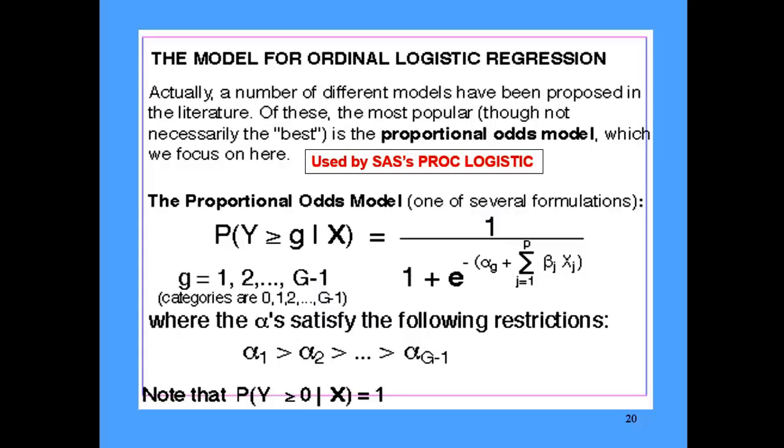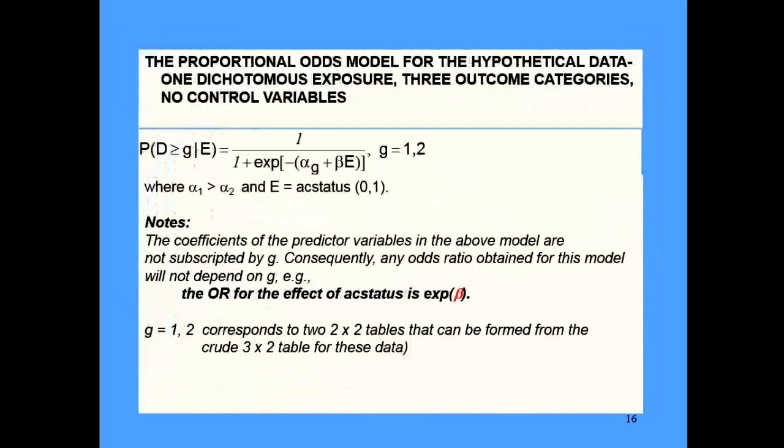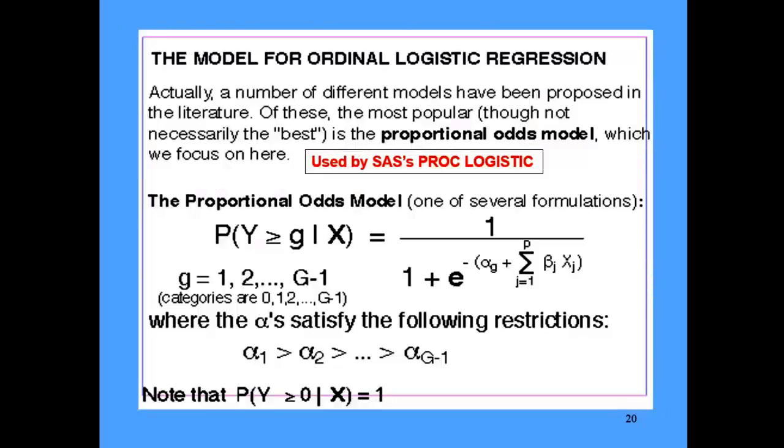Again, I showed you the model. I showed you the formula for the model when there was only one exposure variable, for the data set where we were just doing the crude data, 3 by 2. But this is the general formula for the proportional odds model. How have I changed things? Well, it's a little bit more complicated. The left side is the same, right? Probability Y greater than or equal to g, given X. X is the collection of predictors that are on the right-hand side.